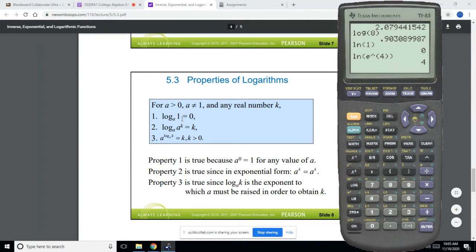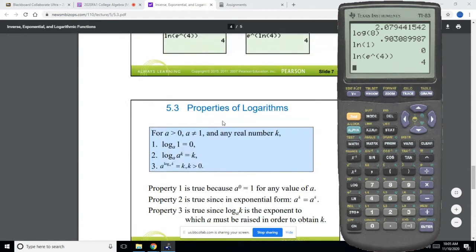All right, so next we have some what are called properties or identities. So for this first property of logarithms, it says that the log base a of 1 is equal to 0. Now, a can be any value. A can be 10, it can be 6. Just keep in mind that a has to be positive. It has to be greater than 0, and it cannot equal 1.